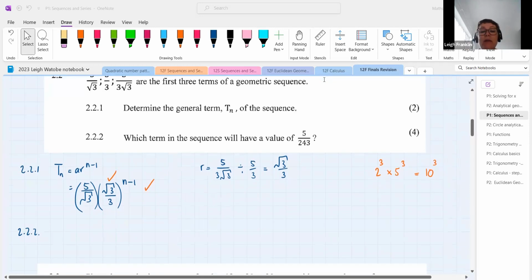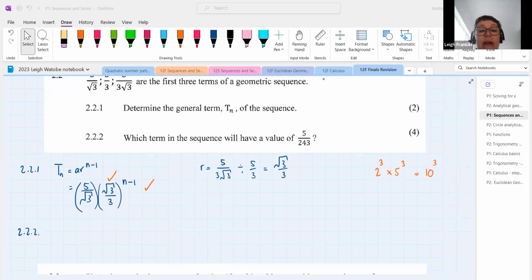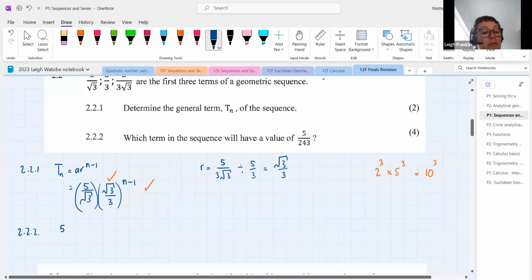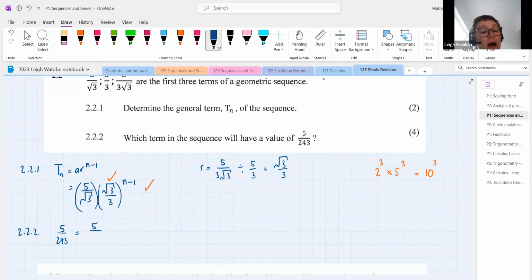I'm just going to move this down a little bit. So we're going to take our 5 over 243, and we're going to make it equal to 5 over root 3. And here we've got our root 3 over 3 to the n minus 1. Okay, so I've written the first line, based off of what you guys have said, which is correct.